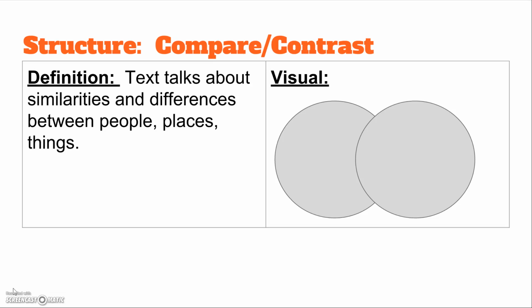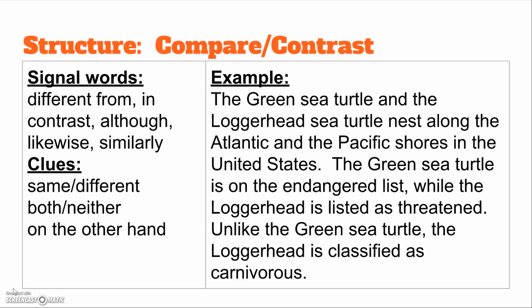The next text structure we will look at is compare and contrast. This text talks about similarities and differences between people, places, and things. A visual is the standard Venn diagram. Signal words to look for: different from, in contrast, although, likewise, similarly. Clues: same, different, both, neither, on the other hand.